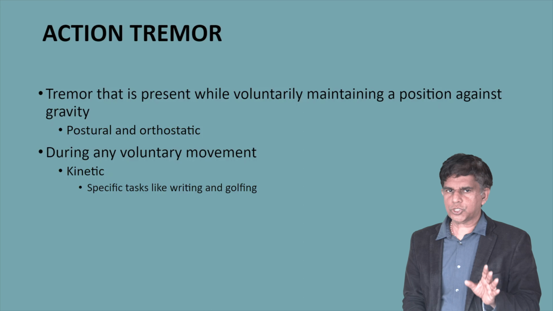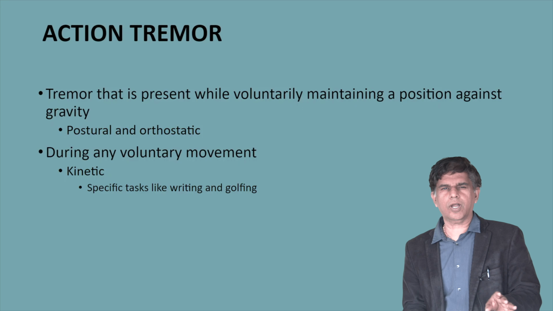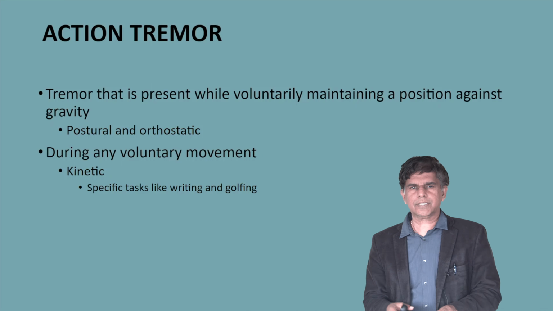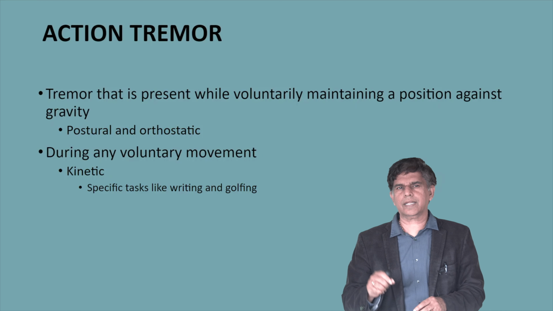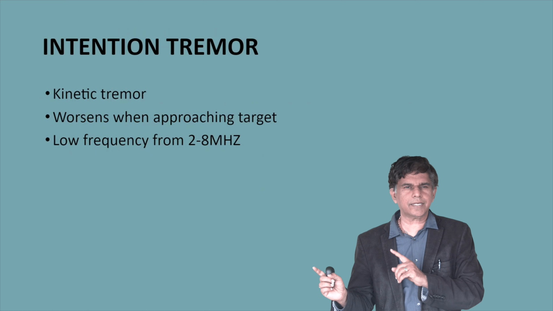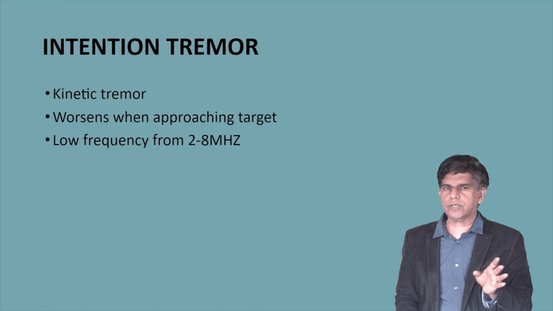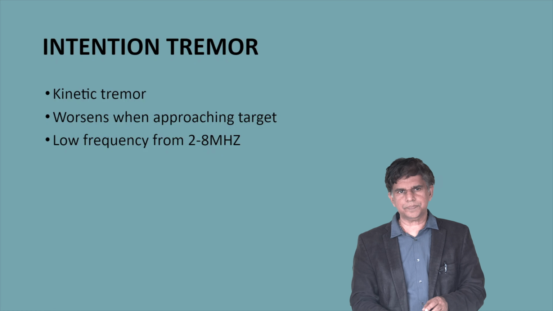Okay, action tremor: a tremor that is present when voluntarily maintaining a position against gravity. It could be postural and orthostatic. The other one is also called kinetic, during any voluntary movement or specific tasks, like writing and golfing. And then you have intention tremor, that is a kinetic tremor that worsens as you approach the target, low frequency, like 2 to 8 hertz.